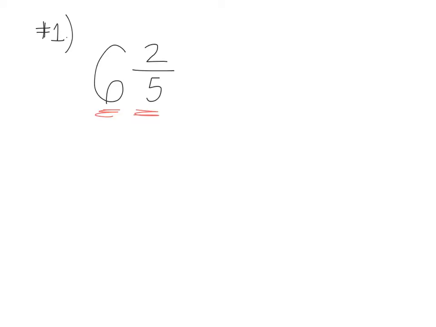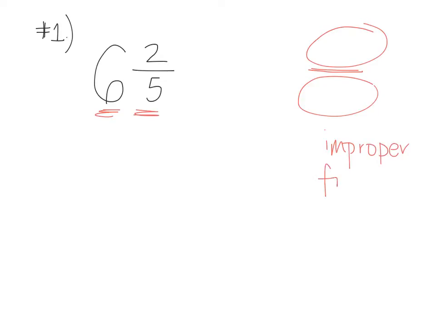Do you remember what an improper fraction is? It's when the numerator, the number above the fraction line, is larger than the denominator. So if the numerator is larger than the denominator, then it's an improper fraction, and the question asks you to turn this into one.